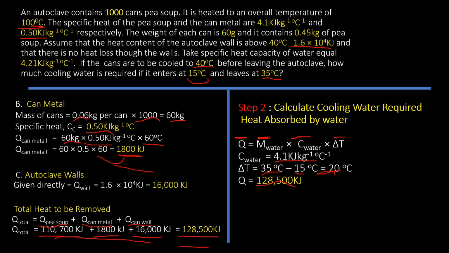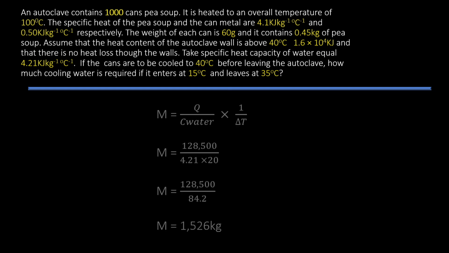So we already know the change in temperature, the specific heat capacity of the water, and the total heat that water will absorb. We need to calculate the mass, which is what we are calculating for. To do that, I will make mass the subject of the formula by dividing both sides by the specific heat capacity of water and the change in temperature. If you do that, this is what we have.